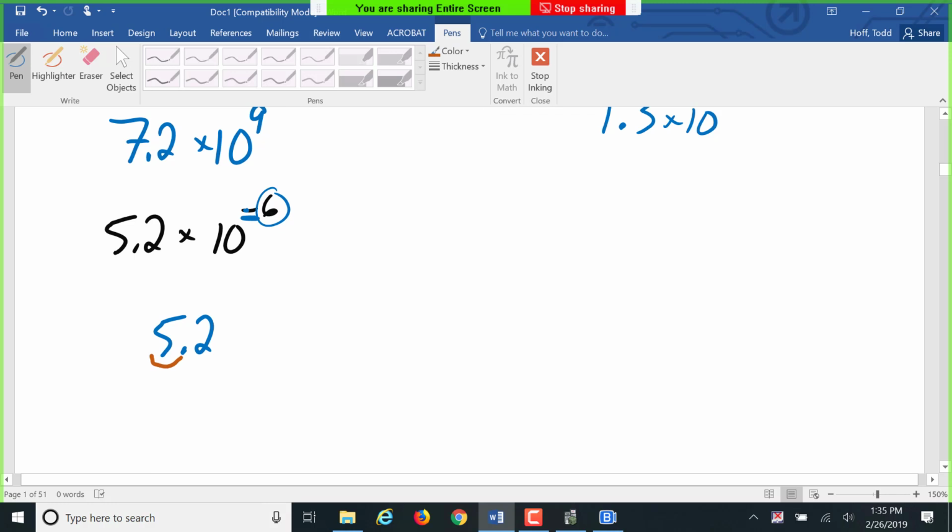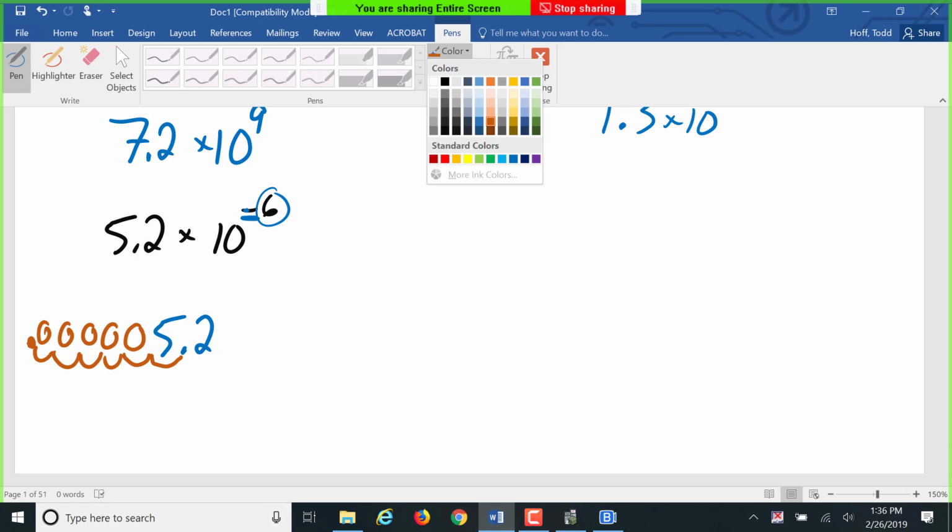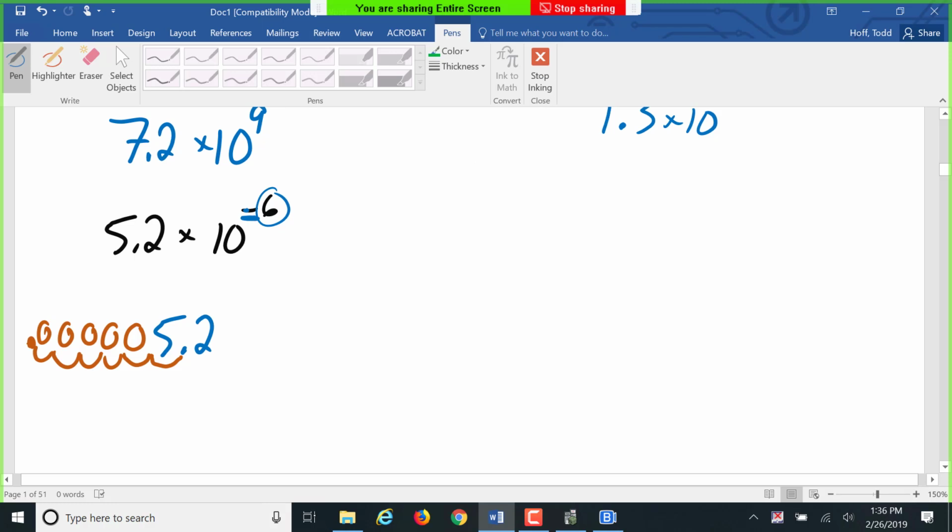So we go 1. To go any further, we got to add zeros. So 2, 3, 4, 5, 6. That's where that decimal point goes. So I would write that out as 1, 2, 3, 4, 5 zeros, 5, 2. Put a 0 in front of the decimal point just for clarity.